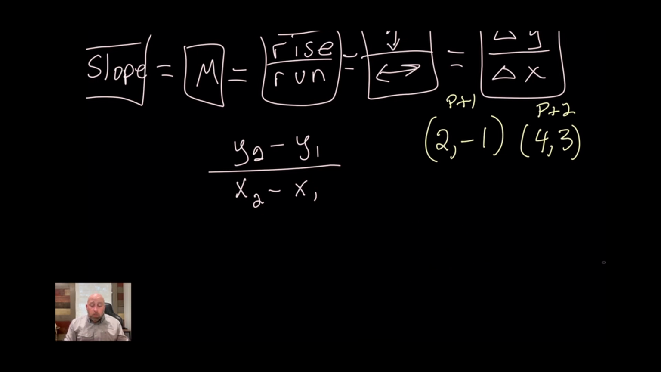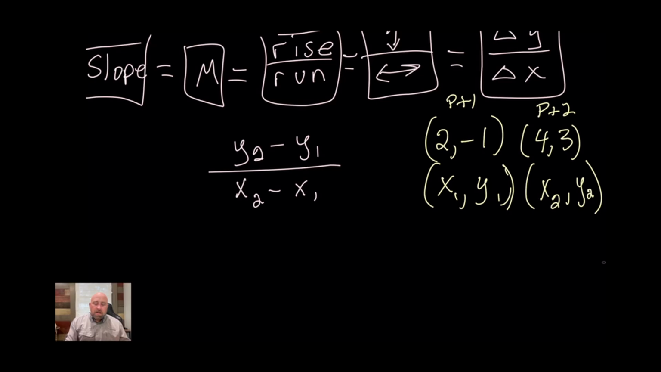And they're saying one point is at 2, negative 1, and the other point is at 4, 3. Okay? So remember that when we're doing coordinate points, this is going to be the x and this is going to be the y. Notice that this is point number 1, so this is going to be our x1, this is going to be our y1. Over here, we're going to have our x2 and our y2. Okay? And so now we just plug everything back into the original equation.